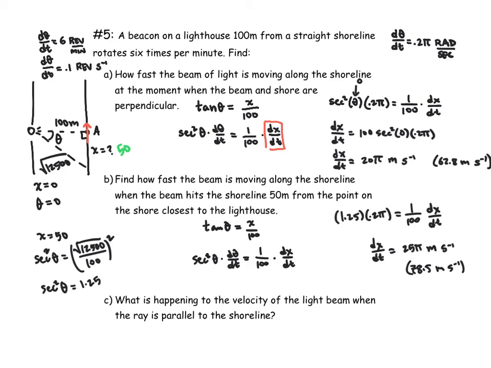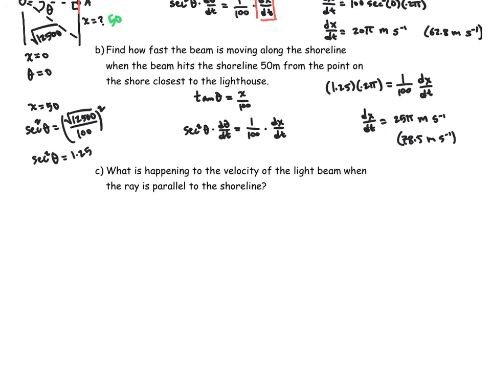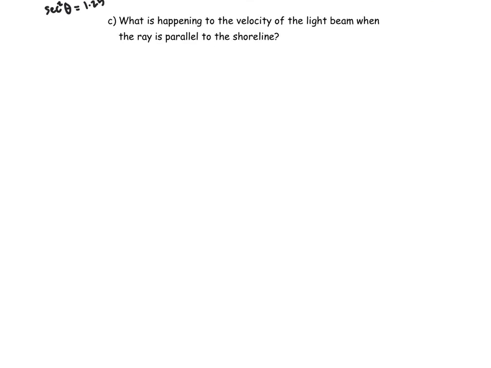Okay, let's look at part C. Interesting question here. What is happening to the velocity of the light beam when the ray is parallel to the shoreline? So first of all, here is the beacon, and here was what we called point A. Let's think about this logically. What are they asking? What would the speed of the light beam be as it's shining here? Well, how would it get there? It would have to go along the shoreline across from it.